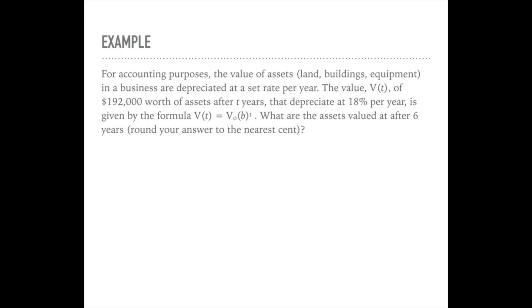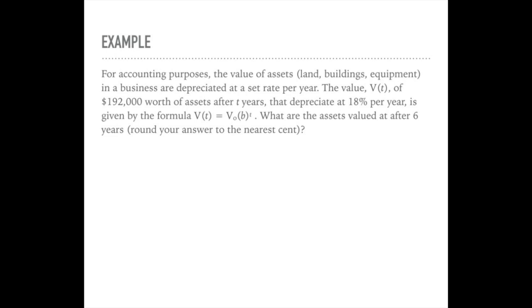All right, the next one says, for accounting purposes, the value of assets, the land, building, and equipment in a business are depreciated at a set rate per year. The value V of T of $192,000 worth of assets after T years that depreciate at 18% per year is given by this formula. That 0 is a subscript, so V sub 0, or initial condition is another way of saying it. You might have seen that in your physics class if you take it, or will take, you'll see it then.